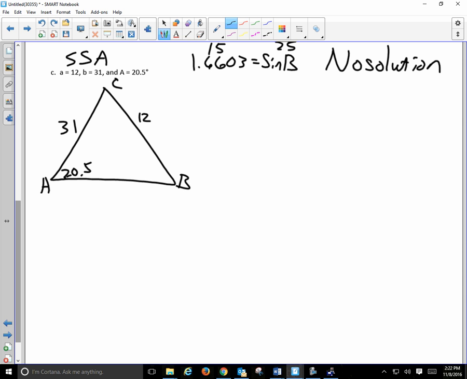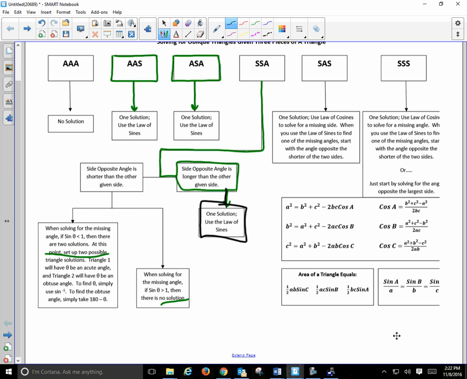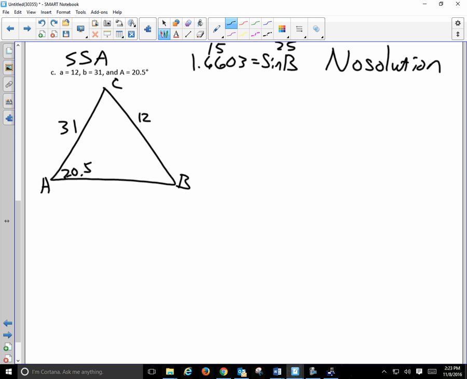So, is the side opposite the angle longer or shorter than the other given side? It is shorter. So I therefore have, since it's shorter, I either have no solution, which I had last time, or I'll have 2 solutions. We won't know until we set it up. So let's set it up.